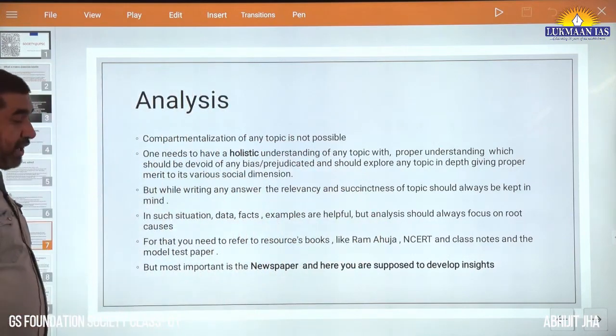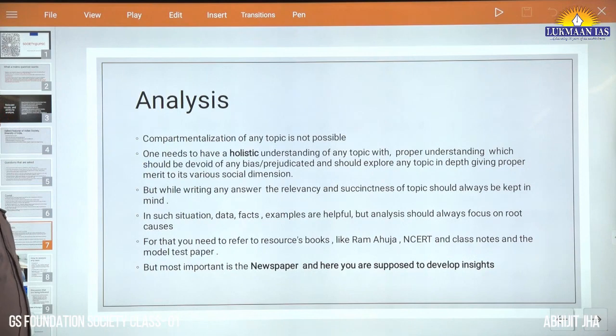You have to explore the topic in different dimensions. You have to understand the topic in different dimensions. Fact, data, example, case study, you have to find it in the newspaper. But the focus should be on certain tendencies that are common among them. You have to identify those tendencies that are common among them.